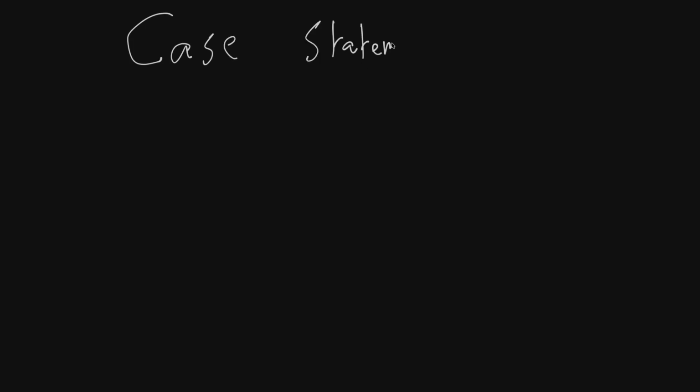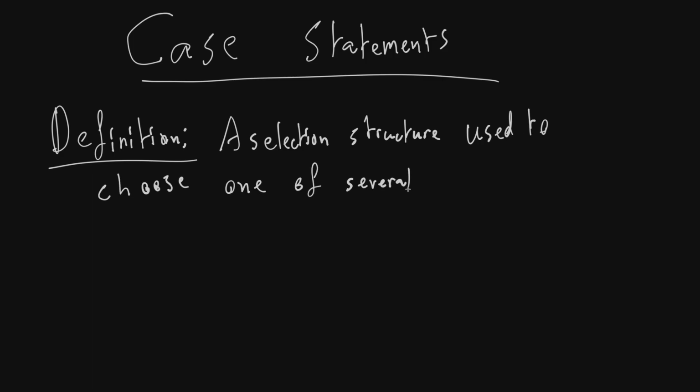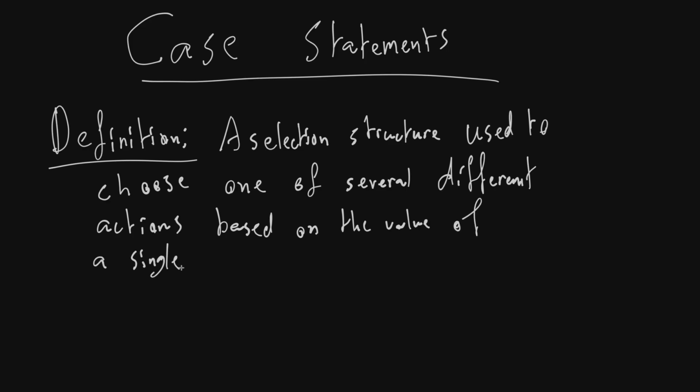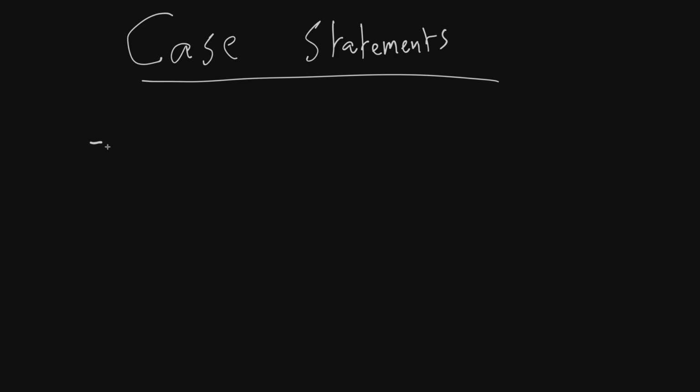Case statements in IGCSE Computer Science are a type of conditional statement. Their definition is a selection structure used to choose one of several different actions based on the value of a single variable or expression. The reason we use case statements in IGCSE is to avoid spaghetti code, which comes from deeply nested if-then-else statements, making your algorithm cleaner and easier for examiners to read.